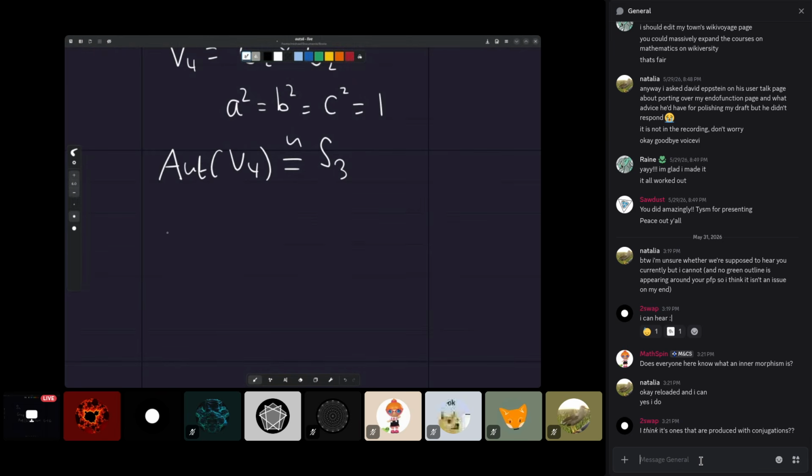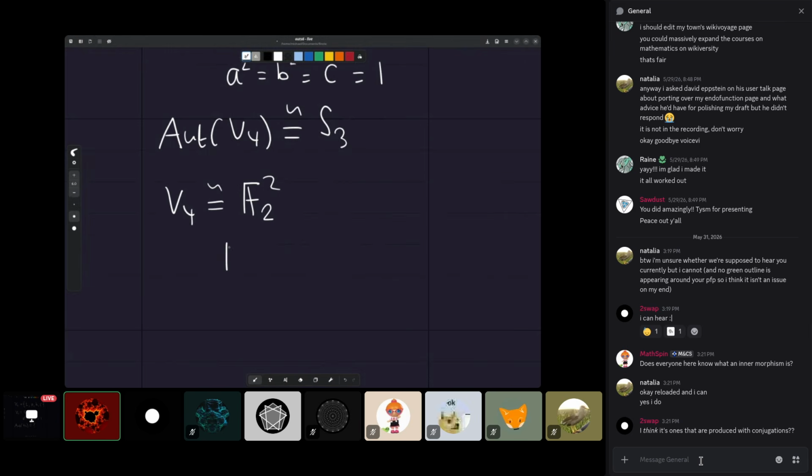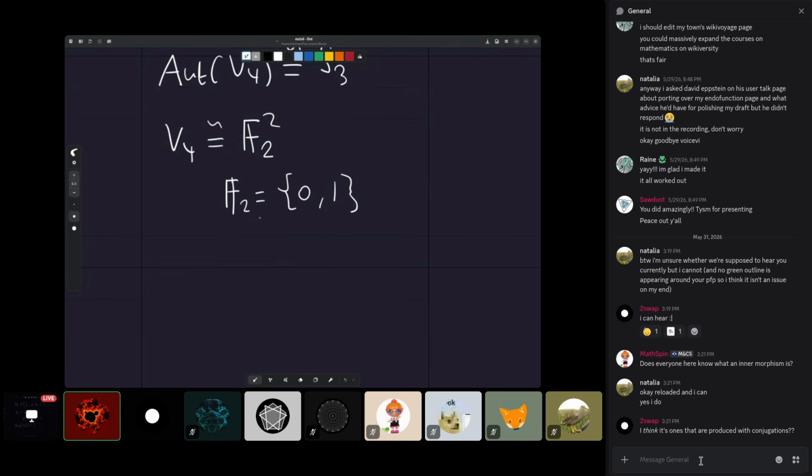So the linear algebra proof is this group is a vector space over the finite field of 2 elements of dimension 2. If you don't know what the finite field of 2 elements is, it's very simple. It's the field that has 0 and 1 in it. And then our group becomes length 2 vectors over this field.